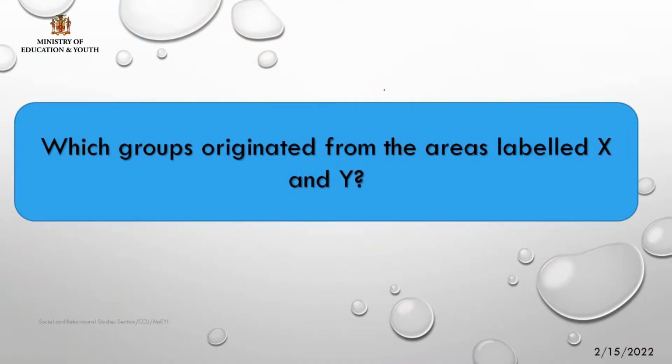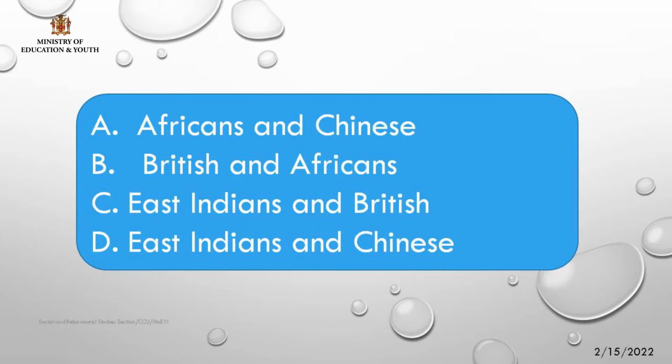Let's now look at our question. Which groups originated from the areas labeled X and Y above? We have recalled the location of the places of origin by using the color-coded strategy and establishing which is the largest landmass among the continents. Let's look at our options.